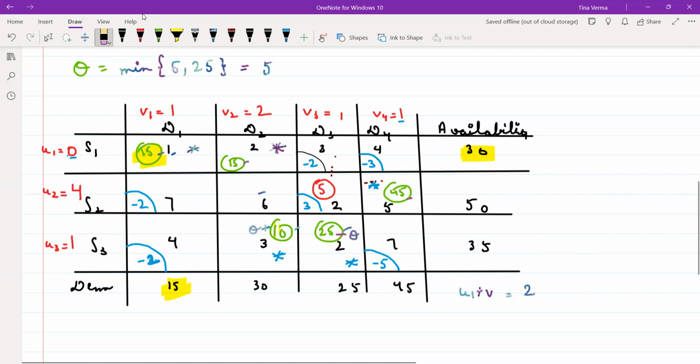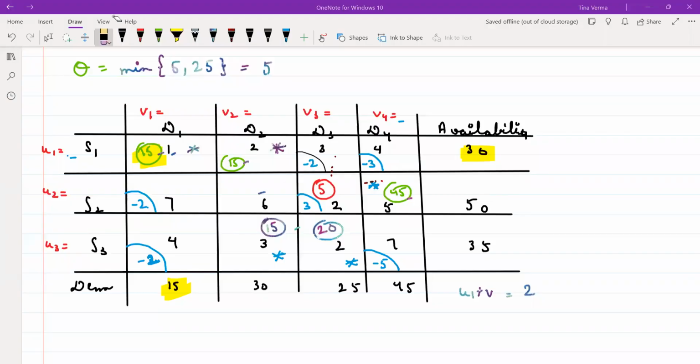And here theta will be added. Here it will be 15. And here 15 was written. And here theta will be subtracted. 25 minus theta, that will be your 20. Now you will freshly again calculate ui and vj's for this solution.